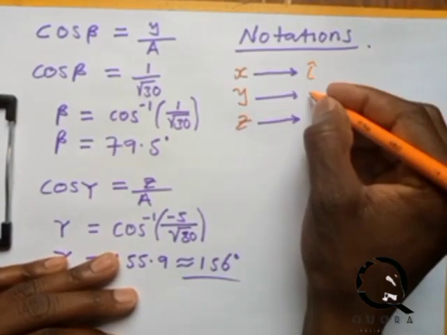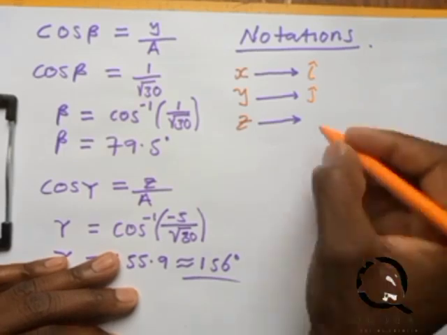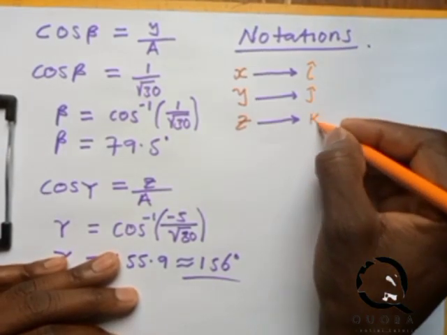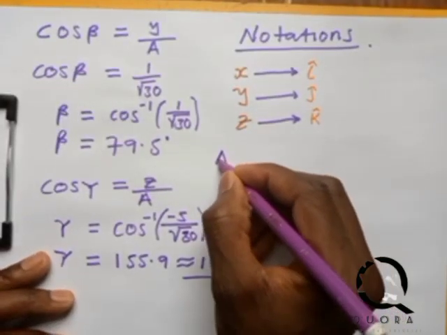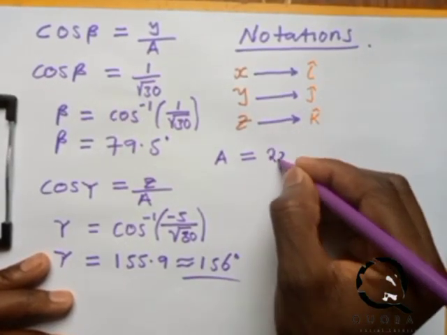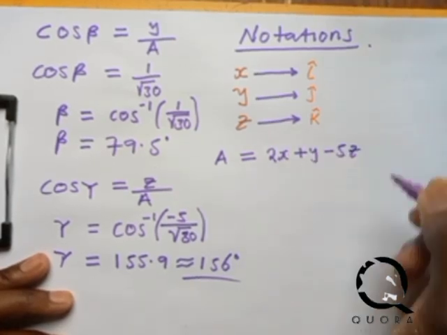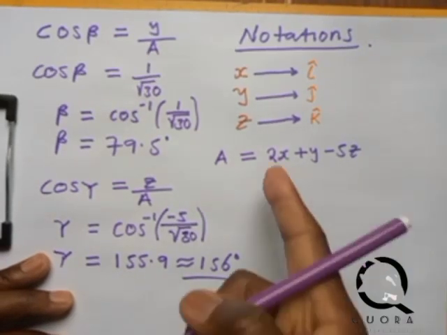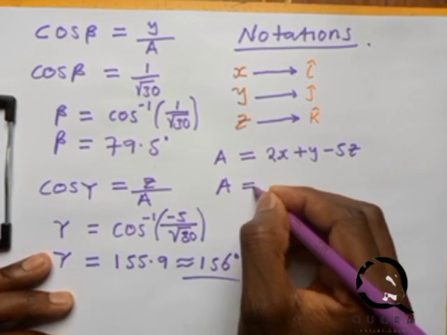Y has got the J notation. Z has got what we call a K notation. So in this case, this question was brought like this. It said A was supposed to be equal to 2x plus y minus 5z, right? In other ways, they can't give you x, y, or z. They're going to write it like this.